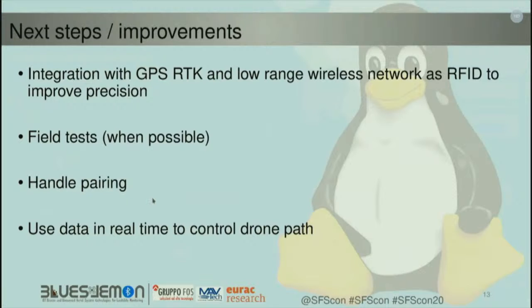Then, as an improvement, we could also handle pairing. So we pair only to the nearest beacon when we fly around one beacon. And also we can use this data in real time to control the drone path.